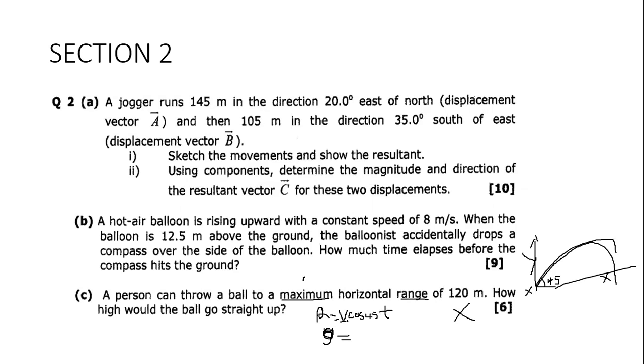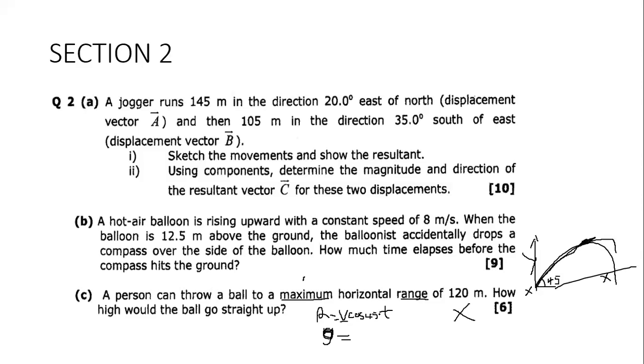After you have solved for your v, you come back to this equation and solve for time. After you have solved for time, you will get half of that time. Half of the time is what is required to reach the maximum height. All right. Half of the time is what is required to reach the maximum height.